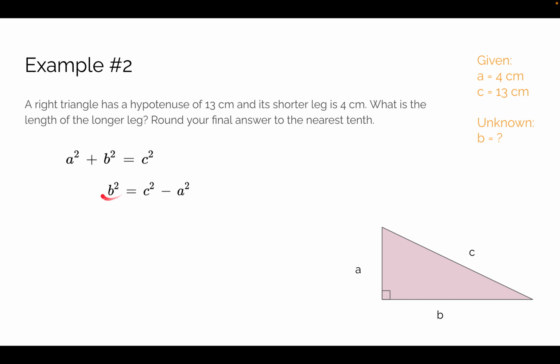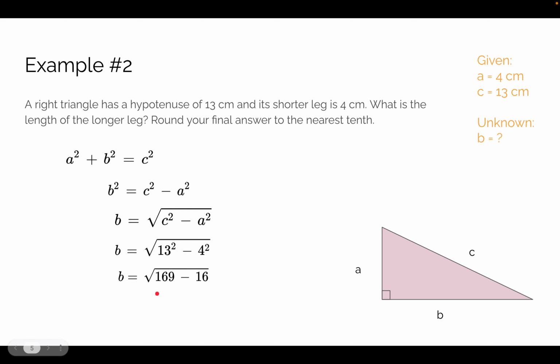Now, again, because we want to isolate for just B, let's take the square root of both sides. And because it's a side length, we're always looking for the positive answer. So B is equal to the positive square root of C squared minus A squared. Now, because we've isolated for B, let's substitute the two values which are given to us. So B is equal to the square root of 13 squared minus 4 squared, which is 169 minus 16, which is the square root of 153.